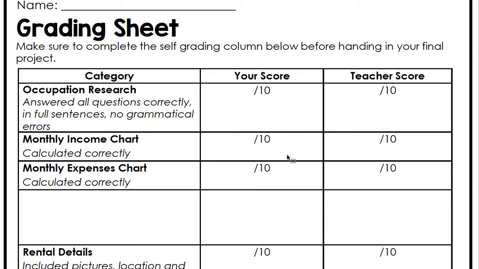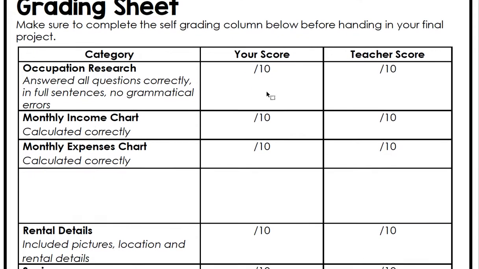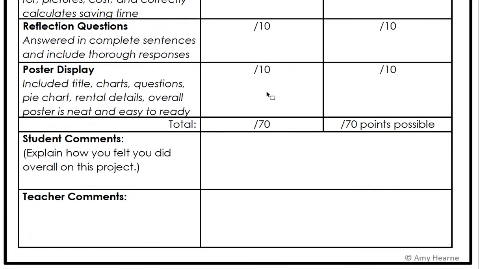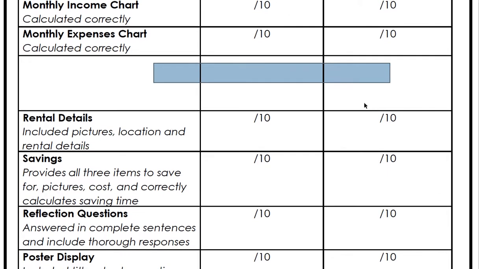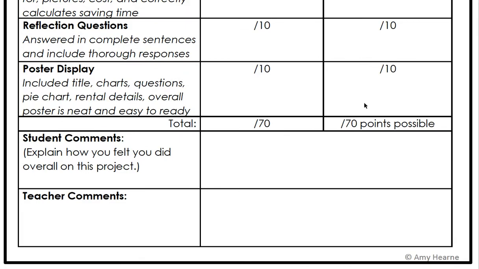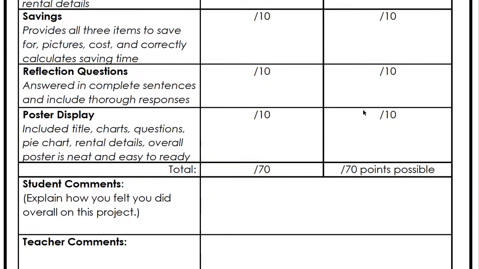Okay, this is your grading sheet, which at the very end you want to make sure to complete your self-grading column. Okay, so that's this column right here. This is for me to get an idea of how well you think you did. Okay, and I did take the pie chart out of here, so you don't need to do that unless you want to do it for extra credit, in which case talk to me.